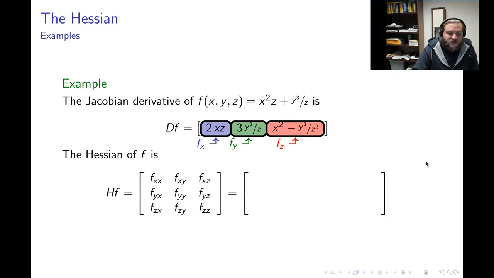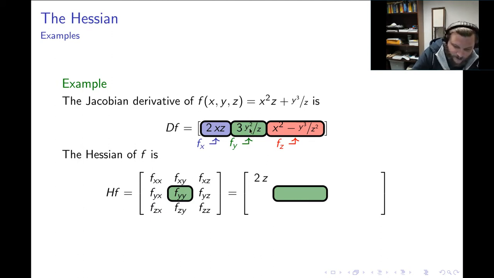Now I can construct the Hessian matrix. This will be a 3 by 3 real symmetric matrix organizing all of the second order partials. So the 1, 1 entry, that's f sub xx. That's the derivative of f sub x with respect to x, which here should be 2z. The next diagonal entry is f sub yy. That should be the derivative of f sub y with respect to y. And if we're looking at f sub y, that's 3y squared over z. That should be what? 6y over z.